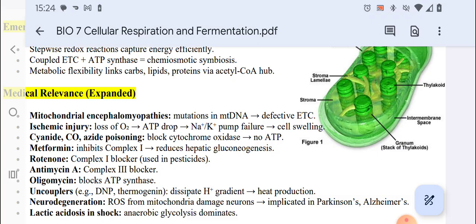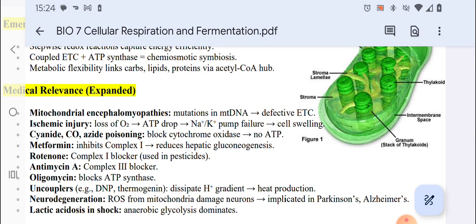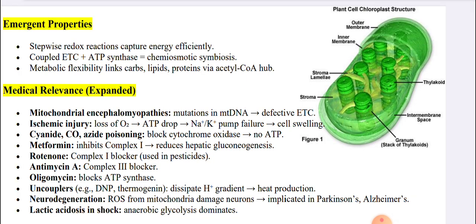Fatal. Are there poisons that hit other complexes? Oh, yes. Rotenone, which is used as a pesticide, specifically inhibits Complex 1, blocking electron entry from NADH. Antimycin A, an antibiotic, blocks Complex 3, stopping electron flow between coenzyme Q and cytochrome C.